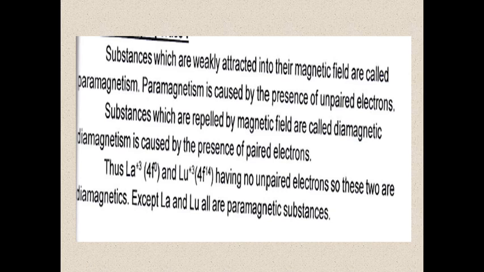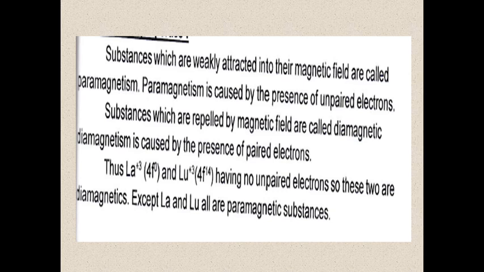Coming to the magnetic properties of lanthanides, substances which are weakly attracted into a magnetic field are called paramagnetic; this is called paramagnetism. It is caused by the presence of unpaired electrons. Substances which are repelled by a magnetic field are called diamagnetic substances; this is also called diamagnetism. It is caused by the presence of paired electrons.